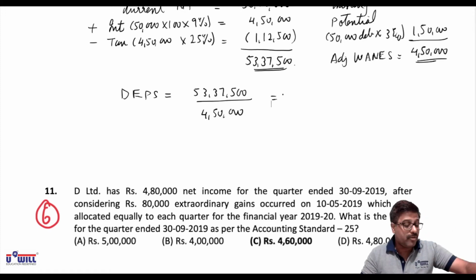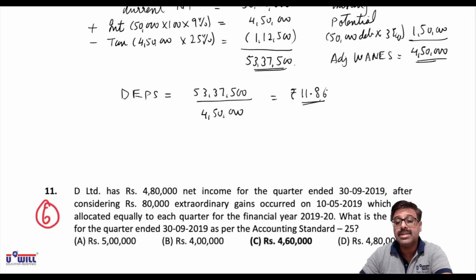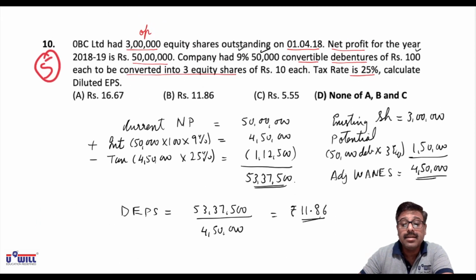Since from the MCQ point of view it is done, we are not writing the things in detail. That comes to 11.86 rupees. 11.86 is the diluted EPS. Check your answers, everyone. Okay, 11.86 is available, so B should be the option. All of you mark it as option B. Okay, 11.86. Make the correction. It's not none of A, B, and C. It's option B, 11.86.